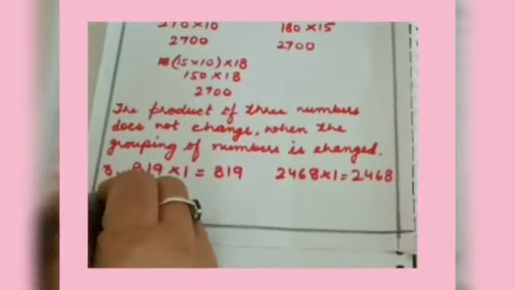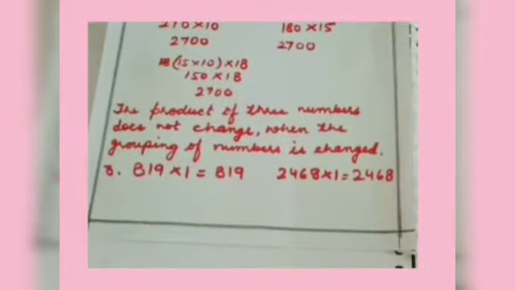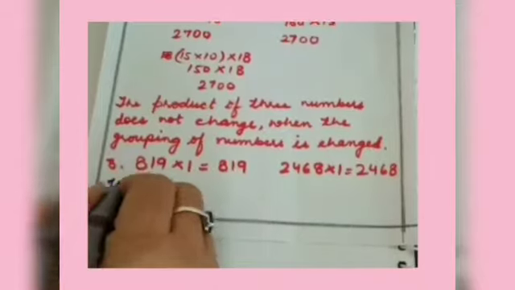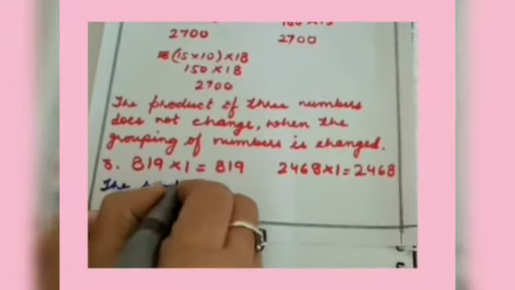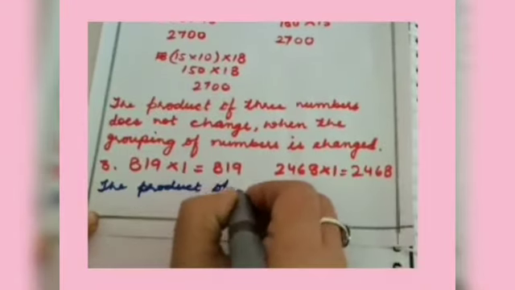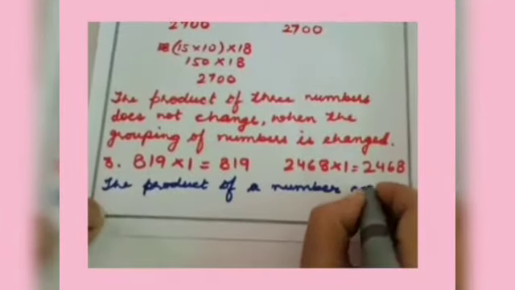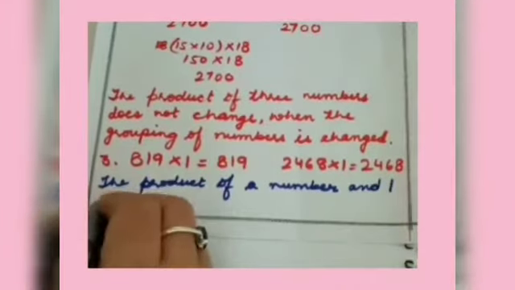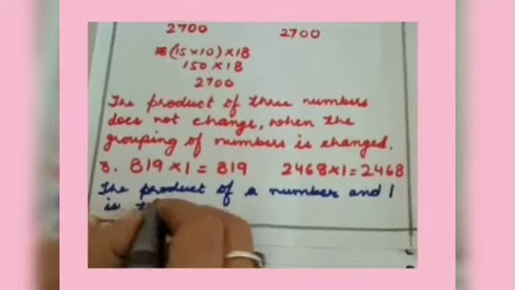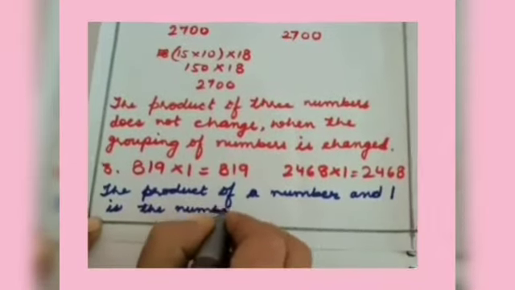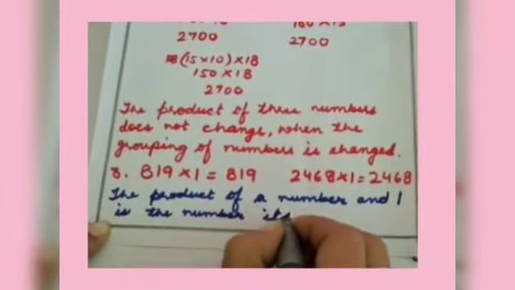So we will write it as the product of a number and 1 is the number itself.